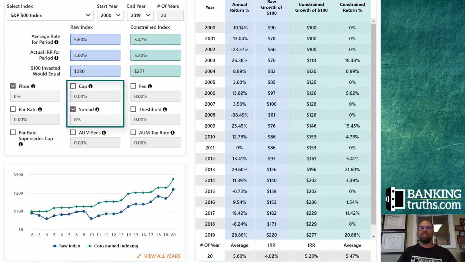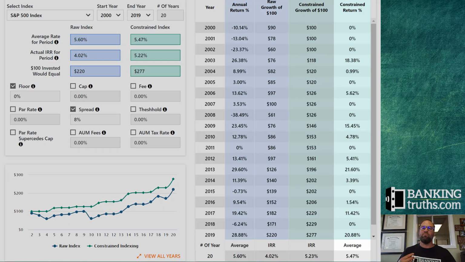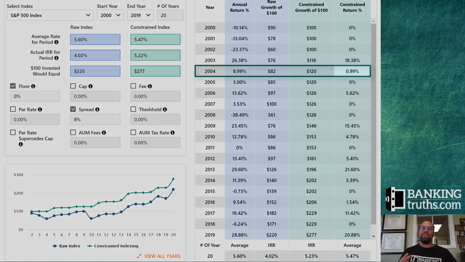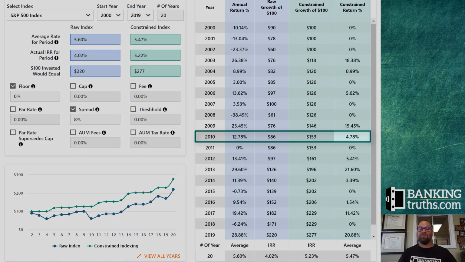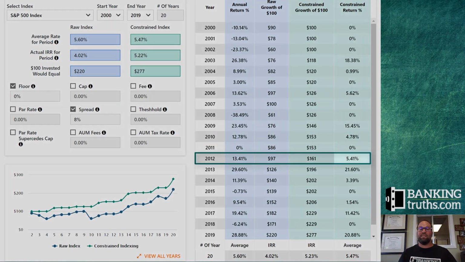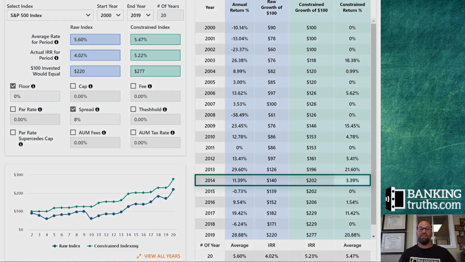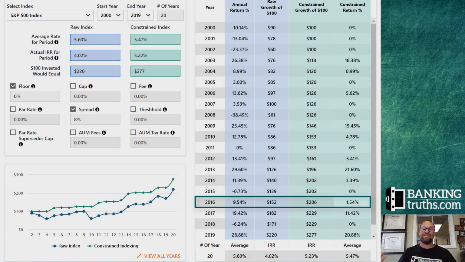And what I want you to see on the far right-hand column is there's a lot of zeros. There's more so than with the capped, even with the low cap. And in years like 2004, where the S&P did almost 9%, you only get 0.99 with an 8% spread. In 2006, you get a meager return where you would have hit the cap otherwise. In 2010, similar story. In 2012, similar story. In 2014, similar story. In 2016, similar story.